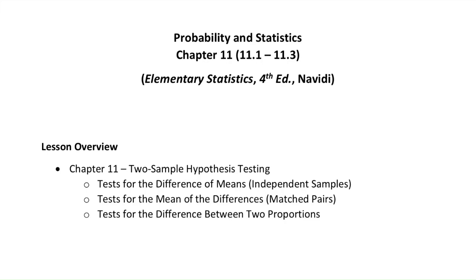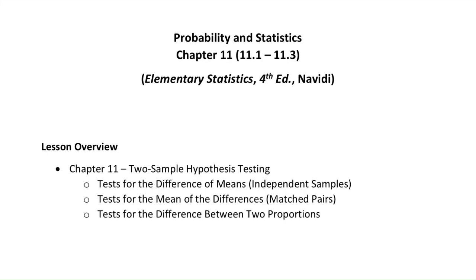In the last lesson, we looked at one sample hypothesis testing. So I've simply taken a sample, maybe weights of something, heights of something, whatever it may be, and we're simply testing whether or not the mean or proportion of that sample is greater than, less than, or simply not equal to some determined value. In this lesson now, we look at two-sample hypothesis testing, and it's exactly that.